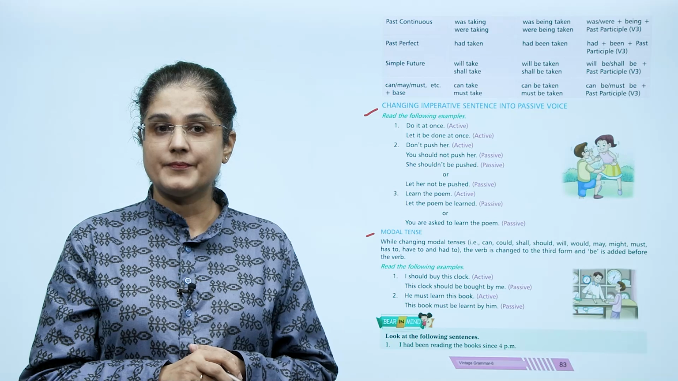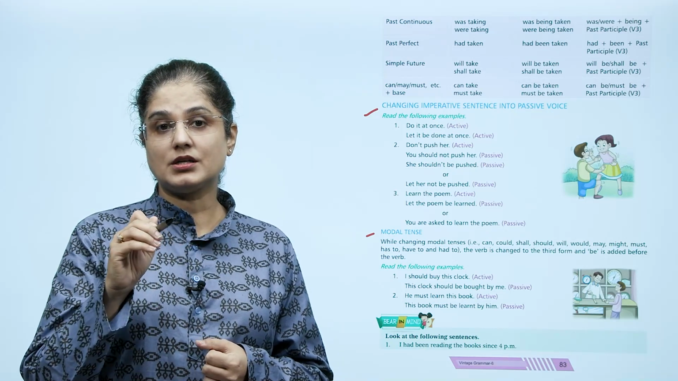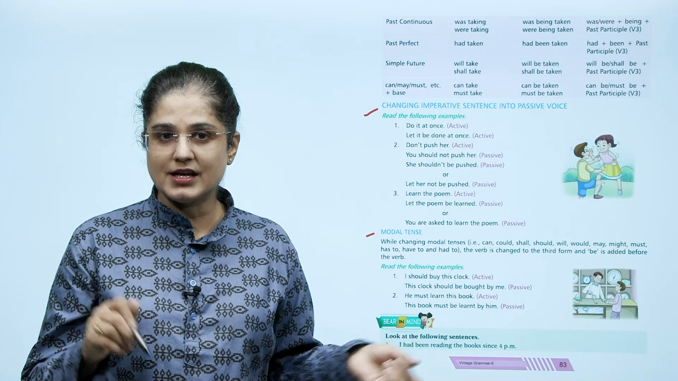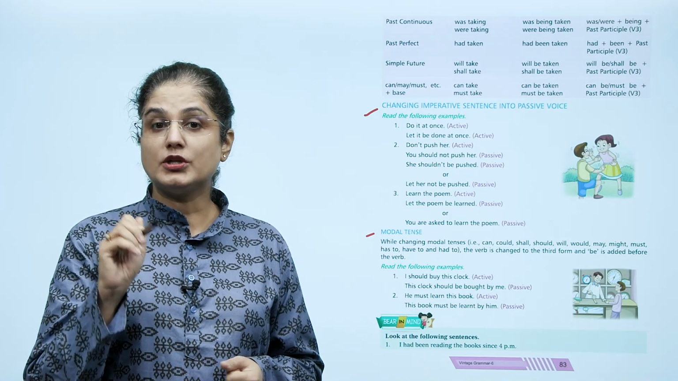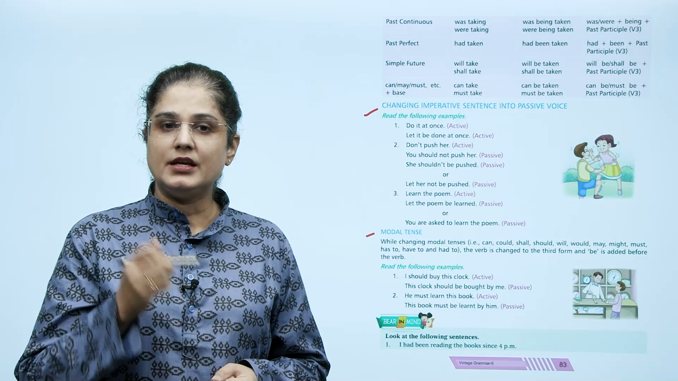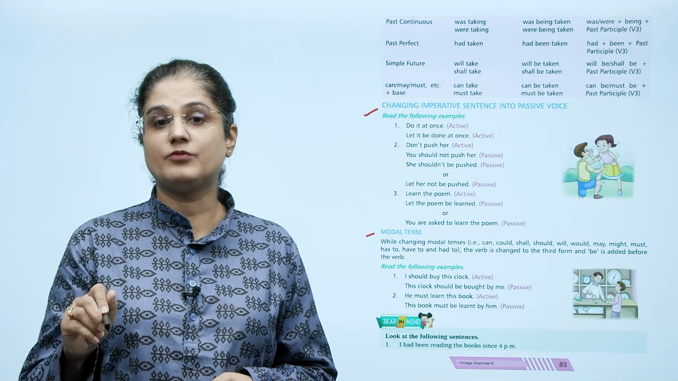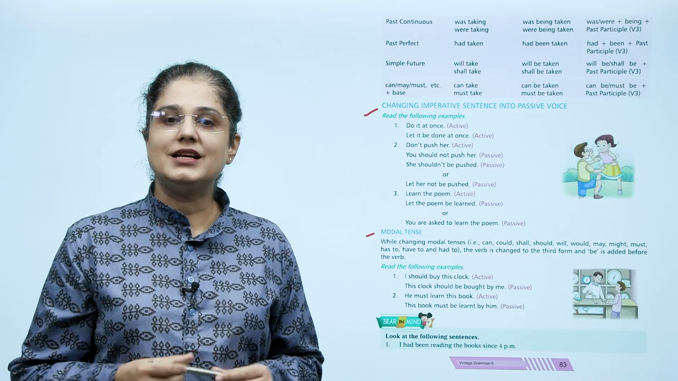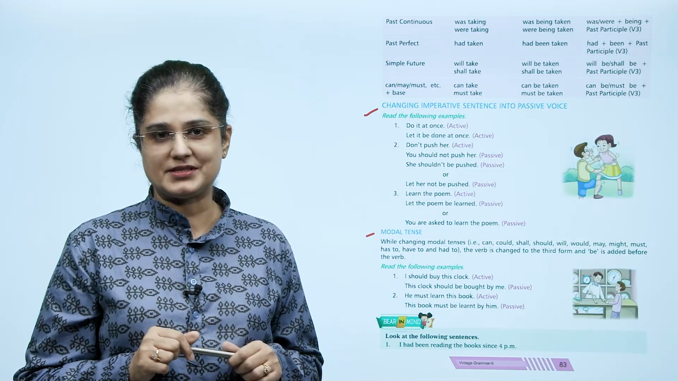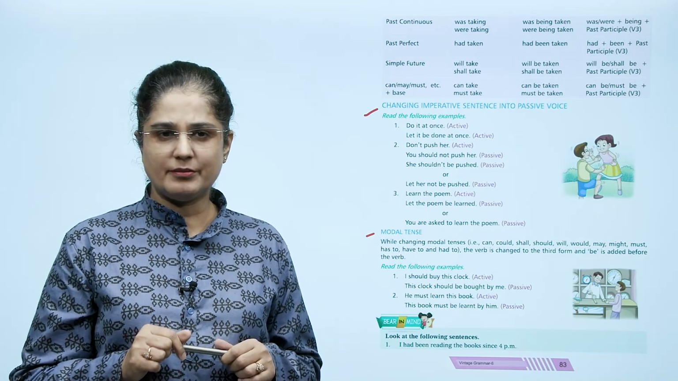For example, I should buy this clock. This is an active voice. How do we change it in passive voice? This clock should be bought by me. Similarly, he must learn this book in active voice changes to this book must be learnt by him in passive voice. What are the things to remember?